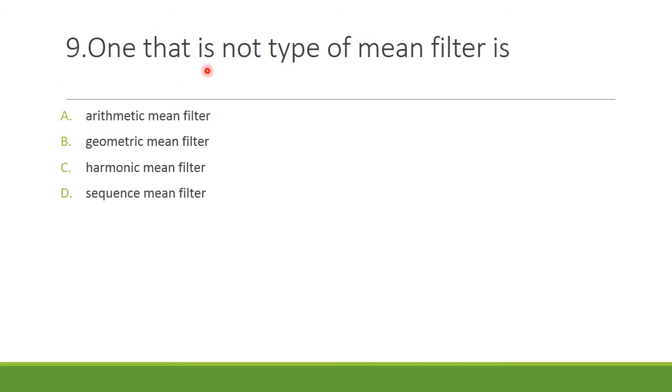Next question. One that is not type of mean filter. So option A arithmetic mean filter, it is a mean filter. Then geometric mean filter, it is also mean filter. Harmonic mean filter, it is also mean filter. But sequence mean filter is not a mean filter. Therefore option D is the right answer.